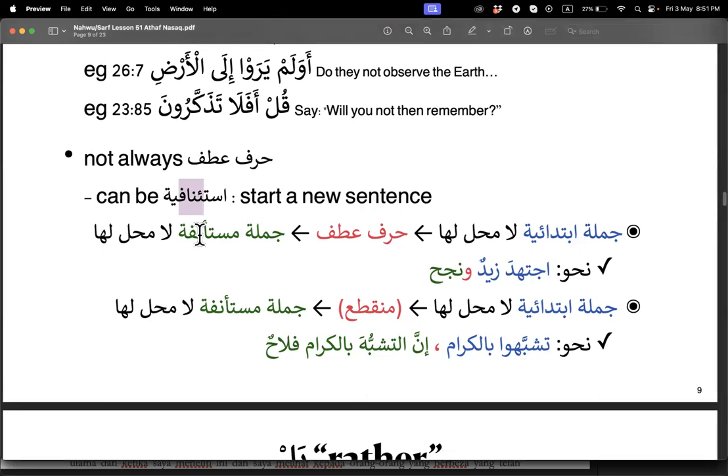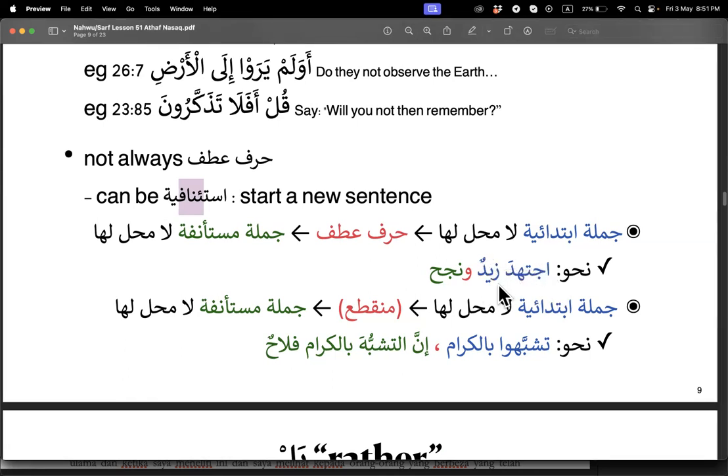This one, especially in the I'rab books, sometimes they say this jumlah is musta'nafiyah. But what is musta'nafiyah? How can you get a jumlah that is musta'naf? Istitnafiyah means to start a new sentence. So here, for example, if you have a jumlah ibtidaiyah, meaning a jumlah that's really in the beginning, the beginning of a story, of a passage, so this is the Mukadimah, the very first jumlah. This is fi'il madi, this is the fa'il.